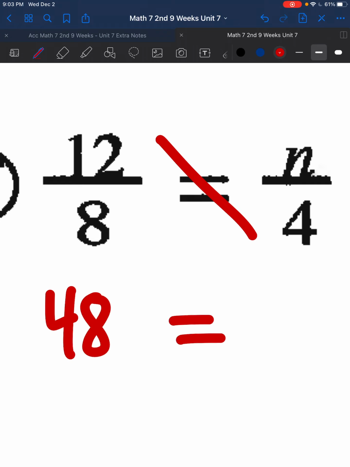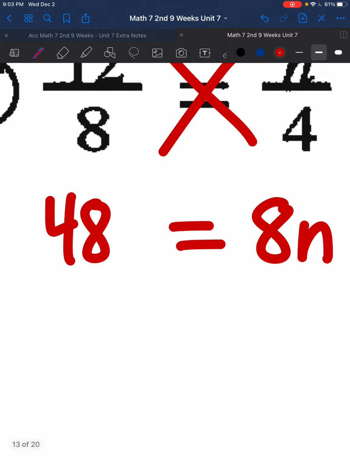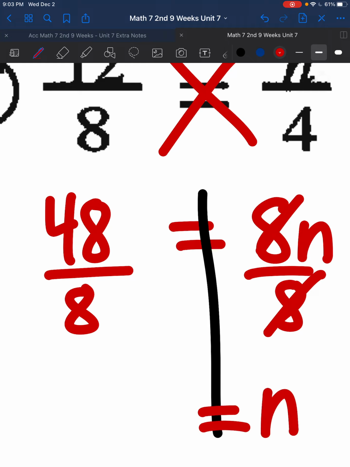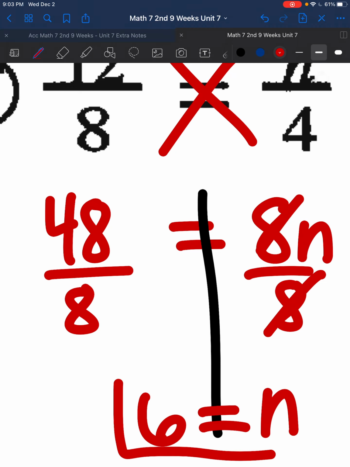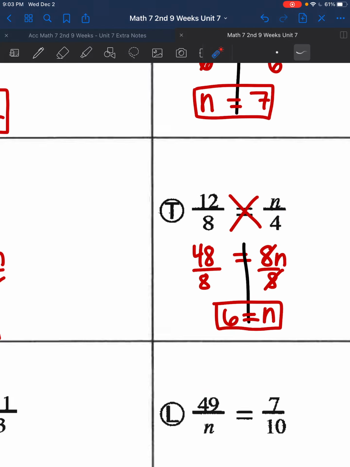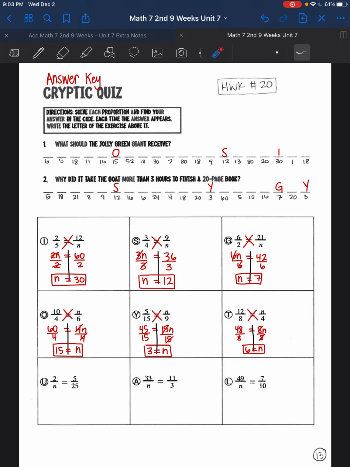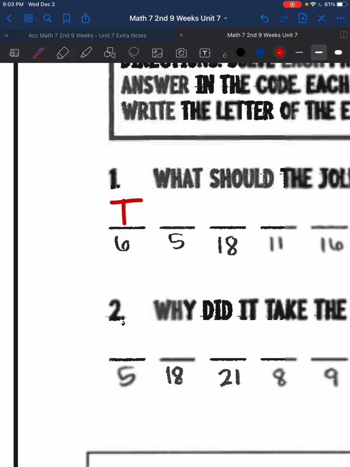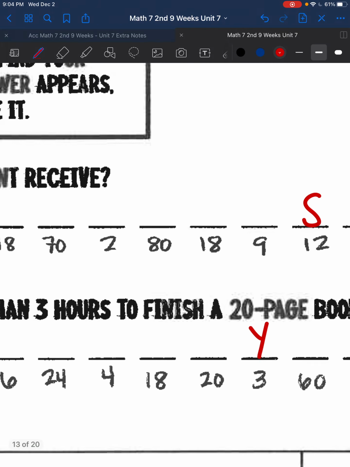I've got 12 over 8 equals n over 4. So we multiply 12 times 4 together. I know that that's going to be 48. And 8 times n is going to be 8n. Now, how do I get that n by itself? Well, I need to undo that multiplication. So I'm going to divide by 8 on both sides of my equal sign. My 8's cancel out, and n equals 48 divided by 8, which is 6. So 6 equals n. Keep in mind, that's the same thing as writing n equals 6. I'll take either answer. So now that we know that, anytime we see a 6, we need to write t.